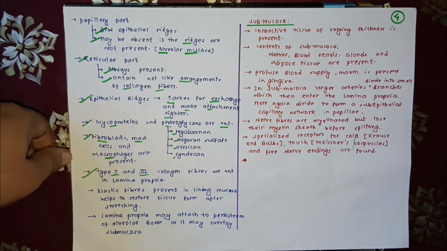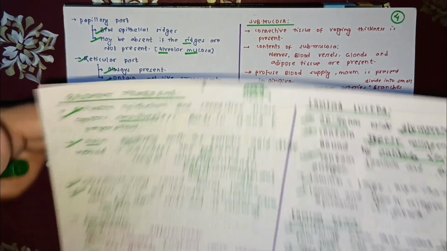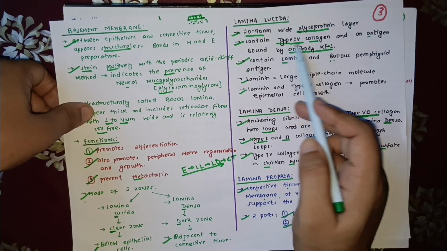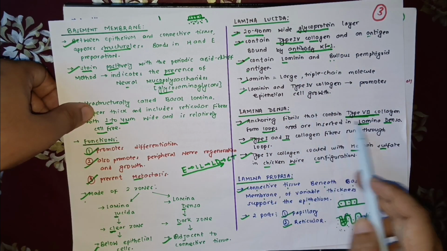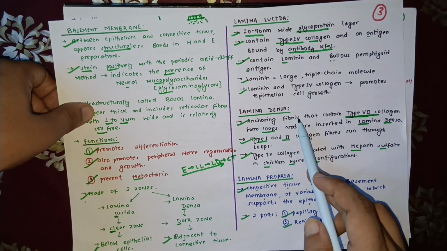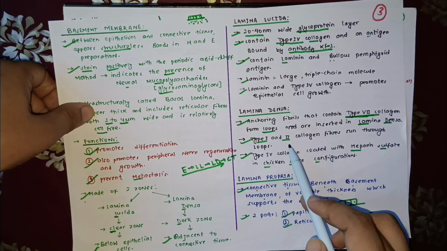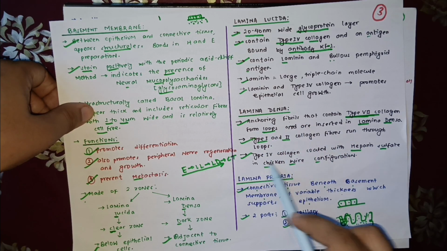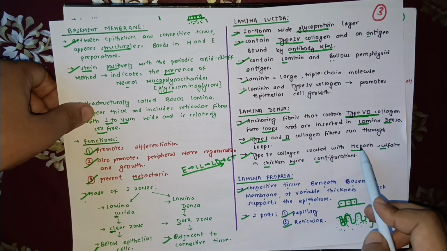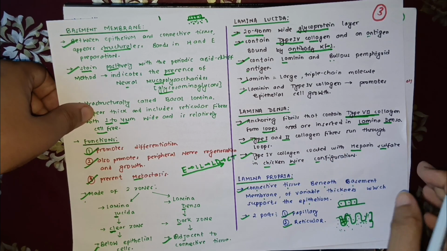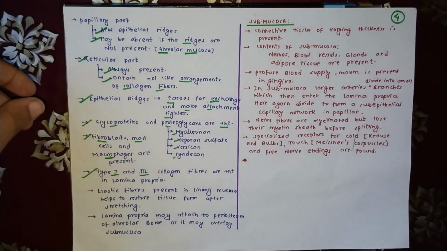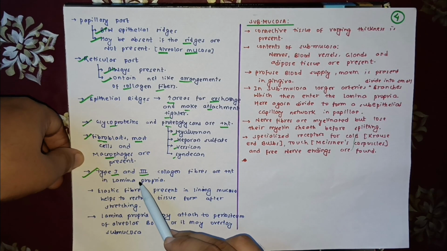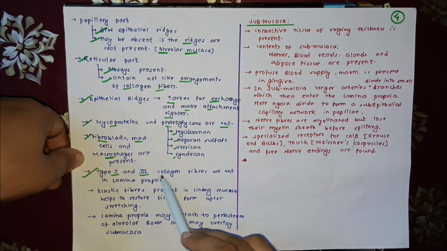But as I have discussed, the type of collagen in the basement membrane is also important to remember. In the lamina lucida there was type 4 collagen. In the lamina densa there was type 7 collagen forming the anchoring fibrils, and type 1 and type 3 were just running through those loops of the anchoring fibrils, and type 4 collagen was also present there, coated with heparan sulfate. And here in the lamina propria, type 1 and type 3 collagen is present.